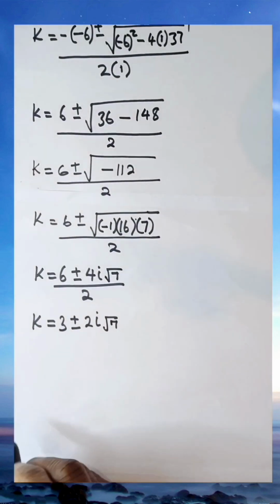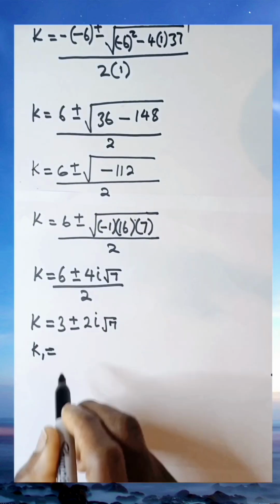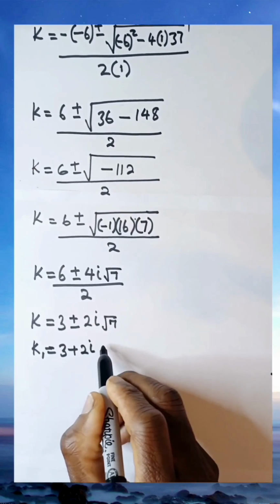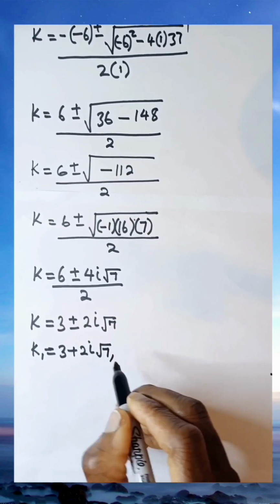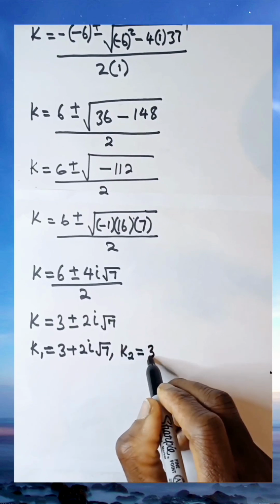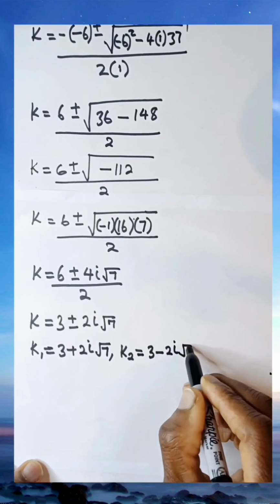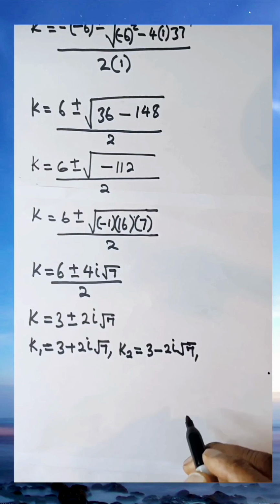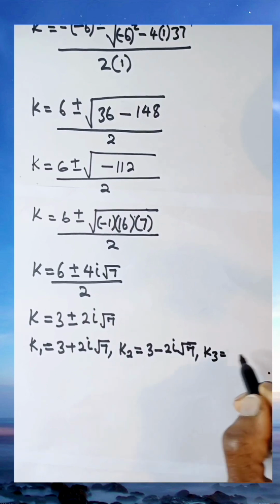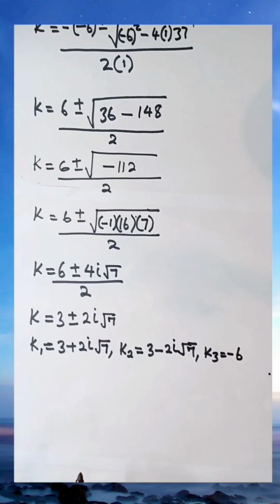Our solutions are going to be, we say K1 is equal to 3 plus 2 times iota times the square root of 7. The second solution we can call K2 is equal to 3 minus 2 times iota times the square root of 7. Our first solution, which is minus 6. So we say K3 is equal to minus 6. These are the 3 solutions of the cubic equation.